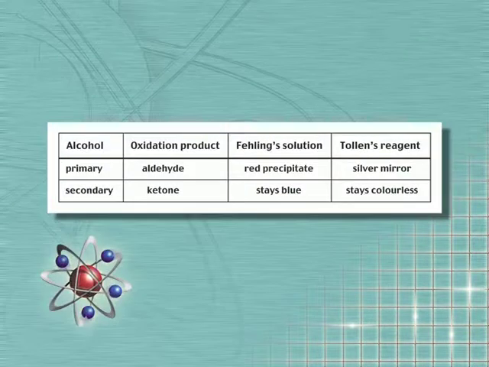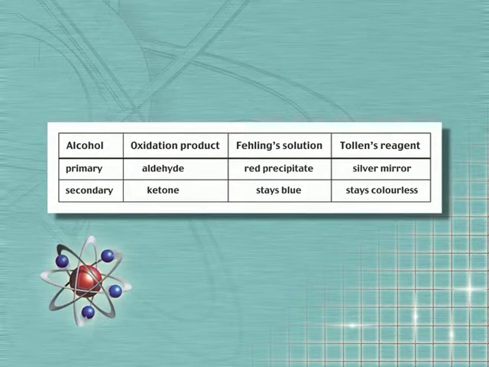It is not so easy to distinguish between primary and secondary alcohols. Firstly, their oxidation products from the reaction with acidified dichromate(VI) have to be isolated by fractional distillation. Then these products are reacted with either Fehling's solution or Tollens' reagent. Both of these are mild oxidizing reagents, and both reactions need heating. Here are the results.